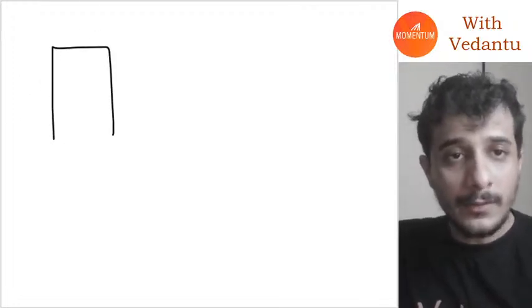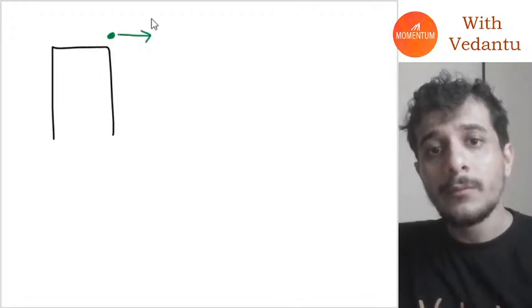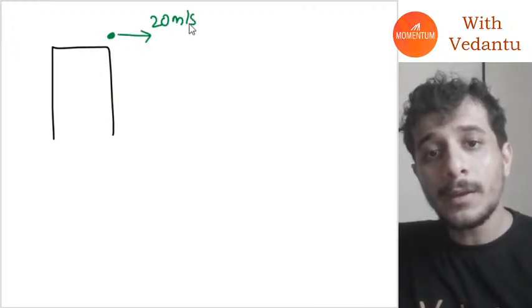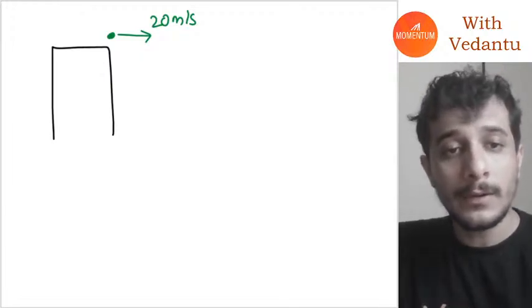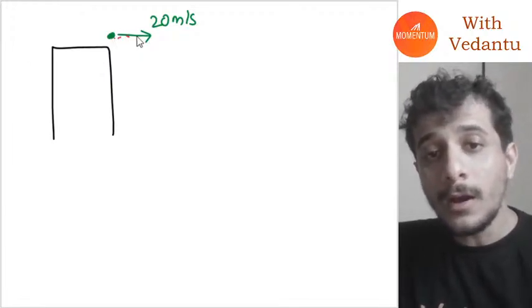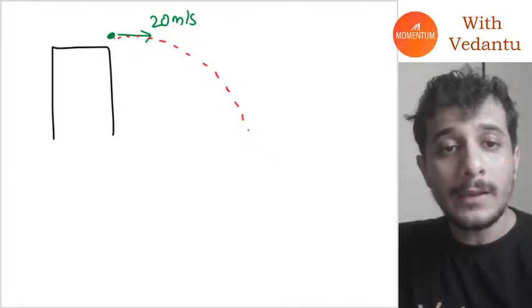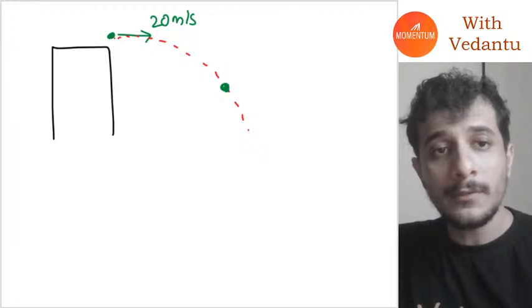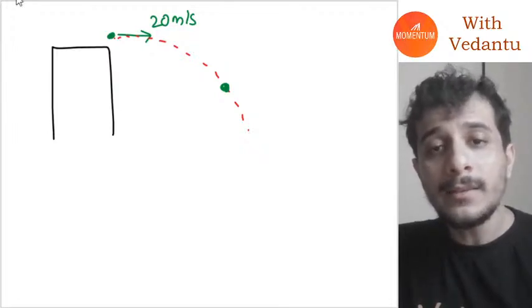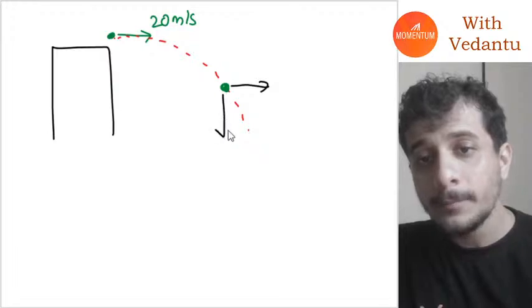Okay, so let's say this is the top of a building. A body is projected horizontally with the speed of 20 meters per second. You have to find its speed after 5 seconds. So after 5 seconds, when 5 seconds have passed, the body will be somewhere here. And when it is there, it will have speed in both x and y direction.